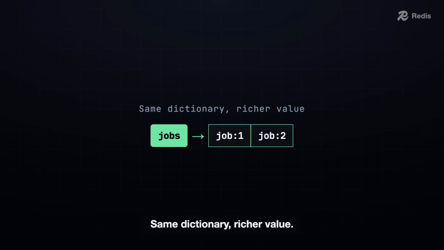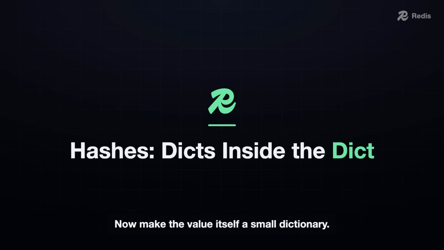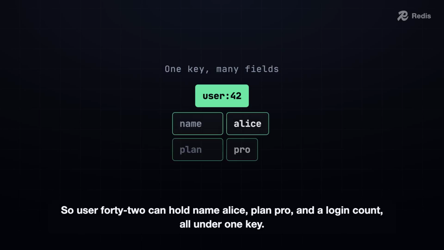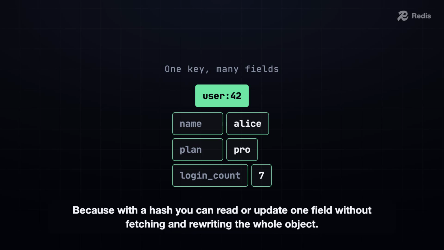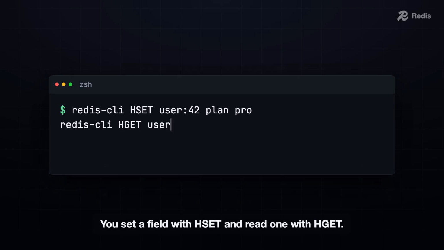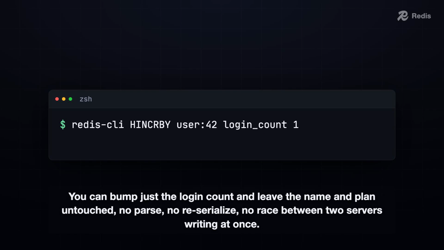Same dictionary, richer value. Now make the value itself a small dictionary. A Redis hash is a key that points at a set of field-value pairs. So user:42 can hold name Alice, plan Pro, and the login count all under one key. Why not just store a JSON string? Because with a hash you can read or update one field without fetching and rewriting the whole object. You set a field with HSET and read one with HGET. You can bump just the login count and leave the name and plan untouched.